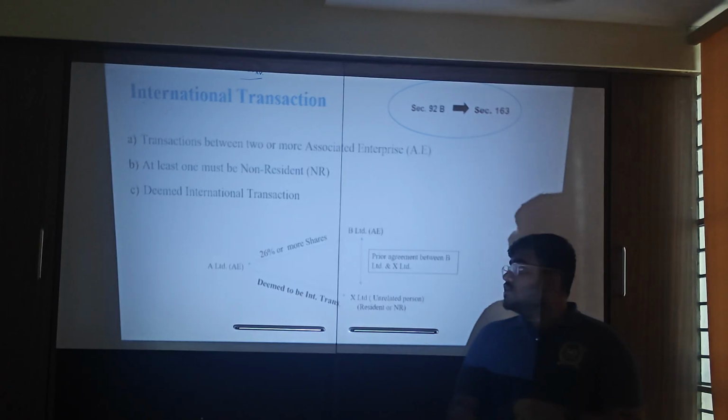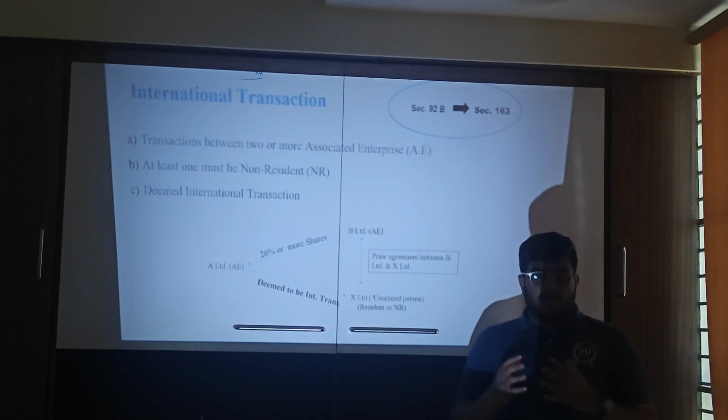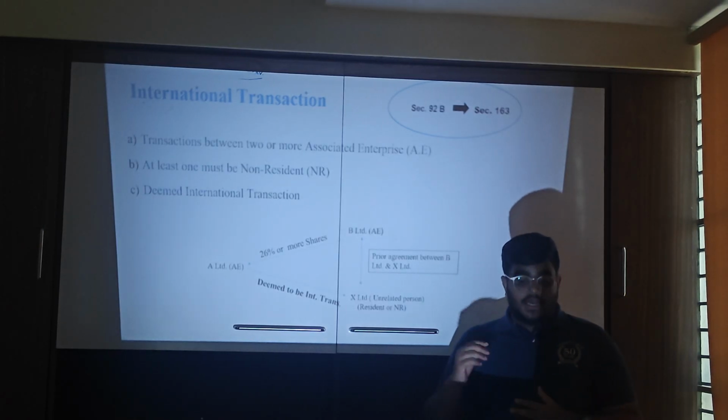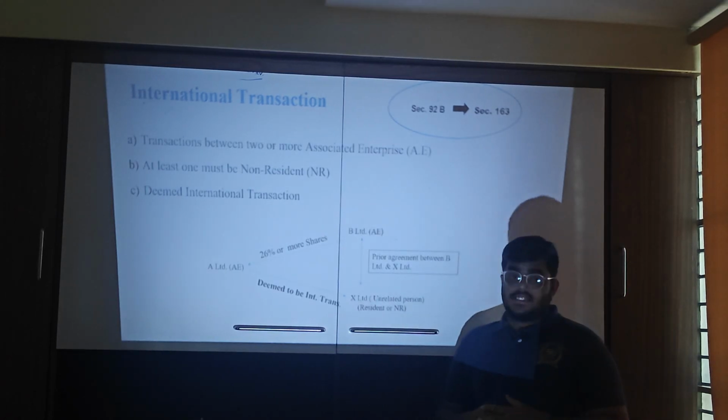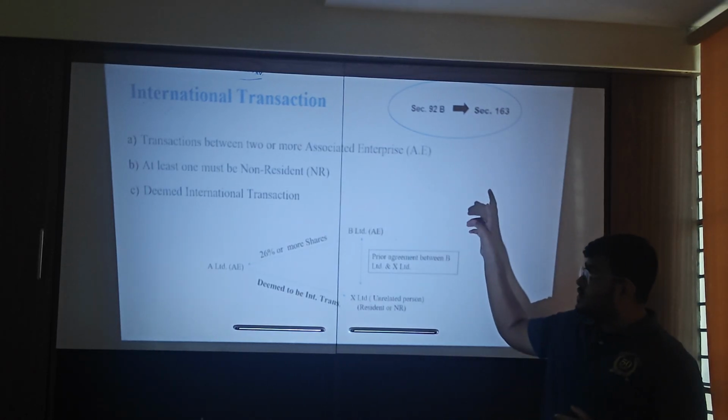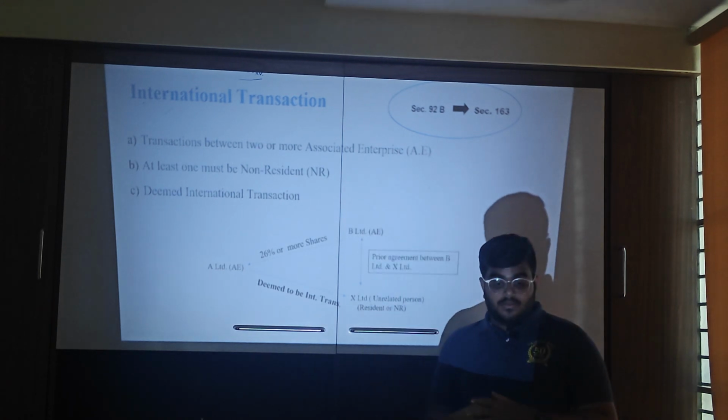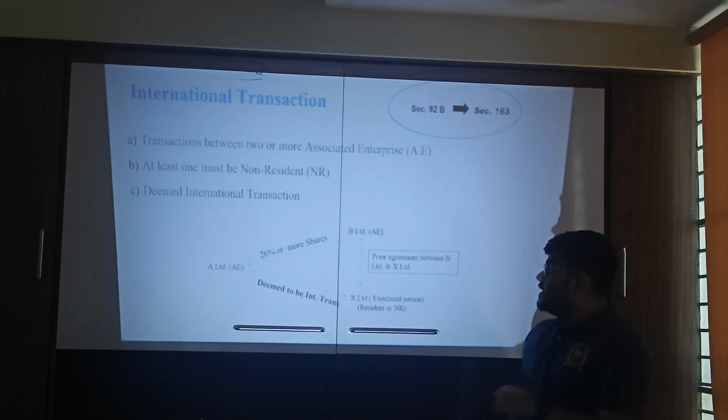International transaction. The transaction between associated enterprises is an international transaction. International transaction means a transaction taking place between two or more associated enterprises, at least one of which must be a non-resident. Here the case is non-resident.